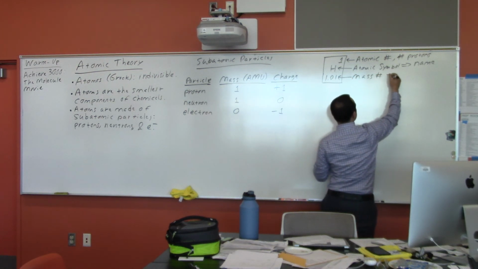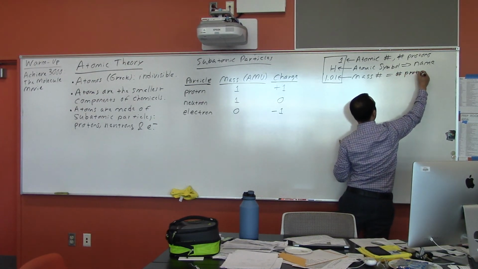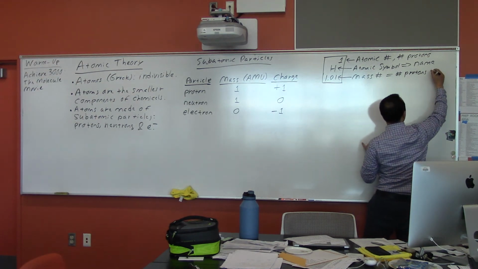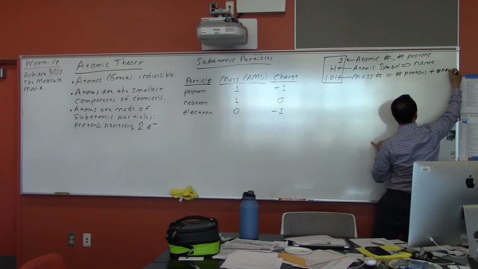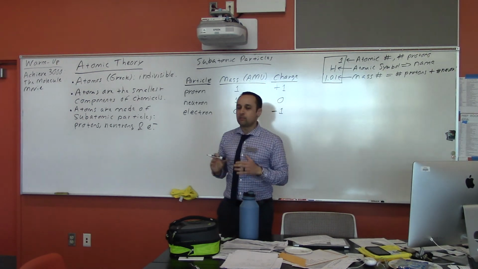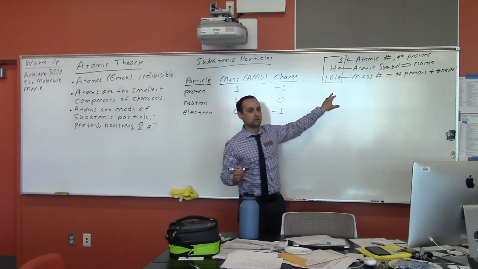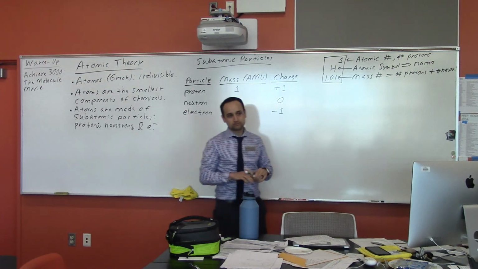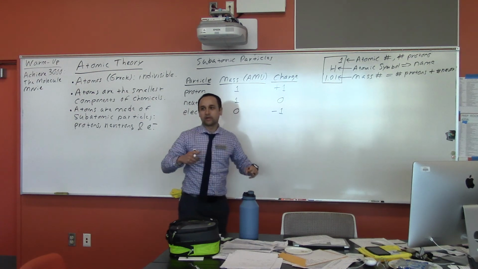Okay? And this equals the number of protons plus the number of neutrons. Okay? So the number of protons plus the number of neutrons. Leslie, go ahead. So if you wanted to know how many neutrons there are, you would just subtract 3. So that's where we're going.